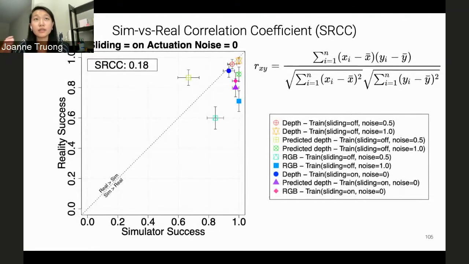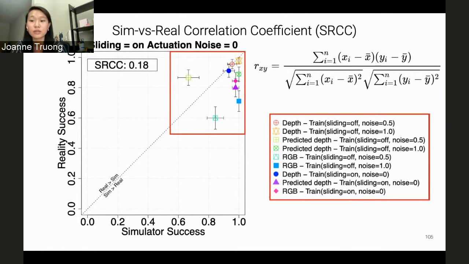And we can quantify the degree of predictivity between performance in simulation and reality using a new metric that we proposed called Sim versus Real Correlation, or SRCC. Here the x-axis represents the robot's performance in simulation. The y-axis represents the robot's performance in reality. And these points are 9 different learning-based navigation methods that we tested.